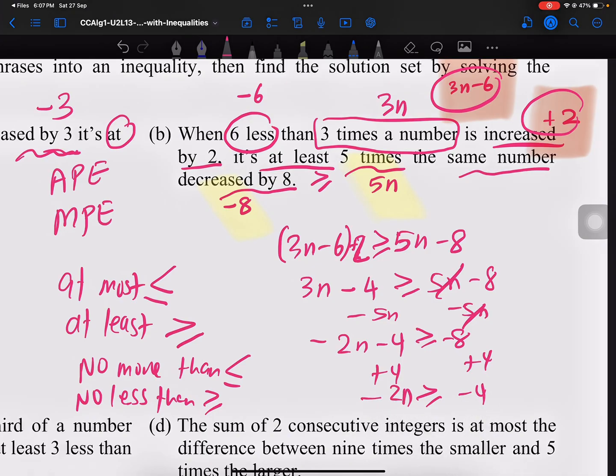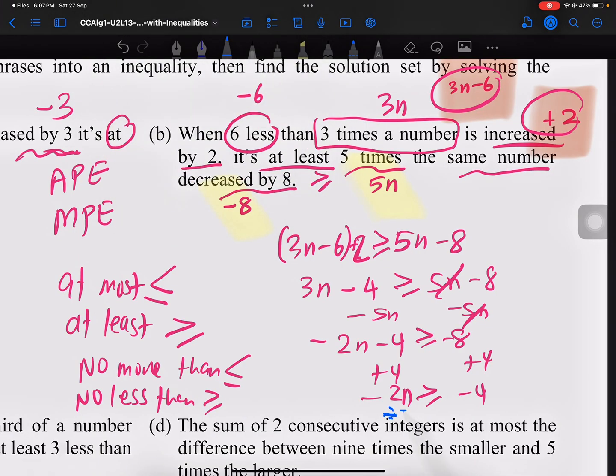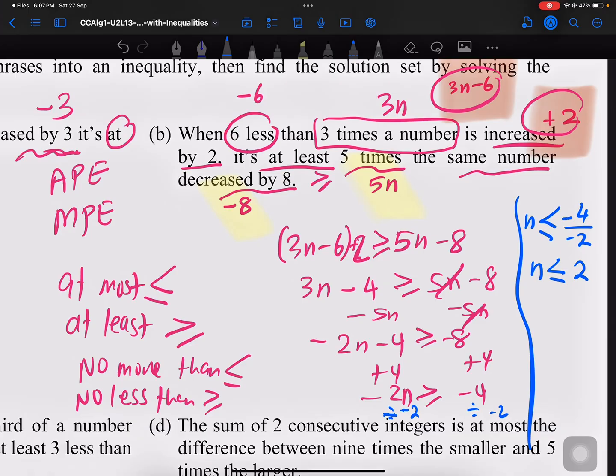Remember, you will need to divide negative 2 both sides. So when you multiply or divide by a negative number in an inequality, you will need to flip the inequality sign. So you will have n less than or equal to negative 2 divided by negative 2, which is 1. So remember to flip the sign when you multiply or divide by any negative number in an inequality. So the conclusion is the number must be 2 or smaller.